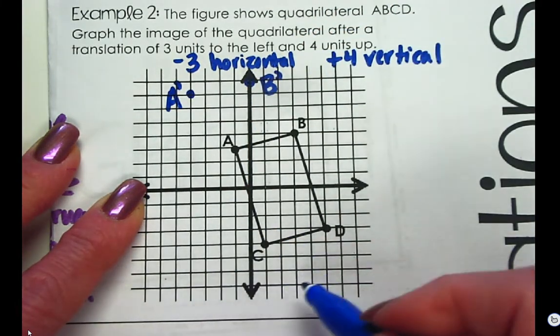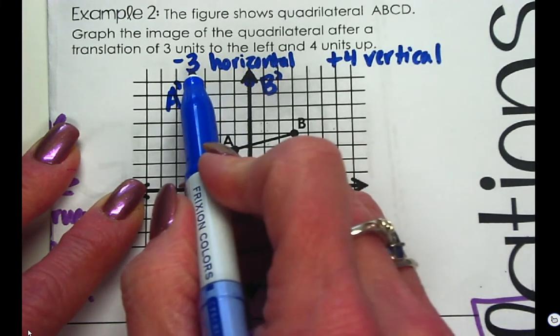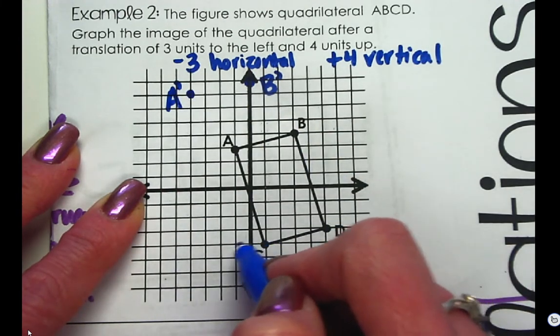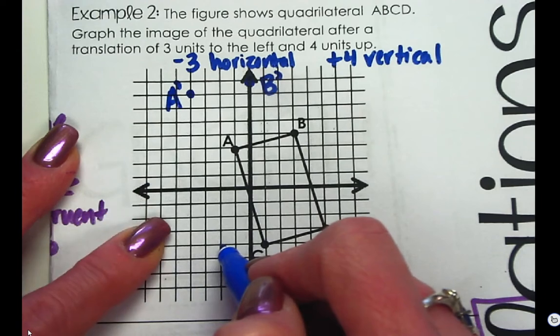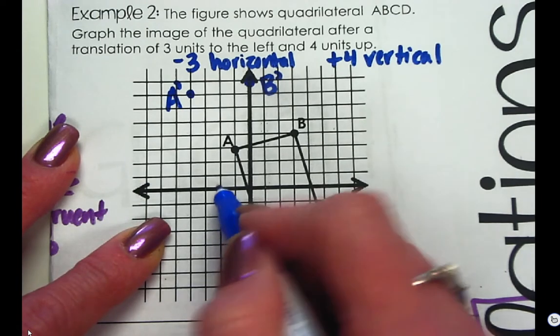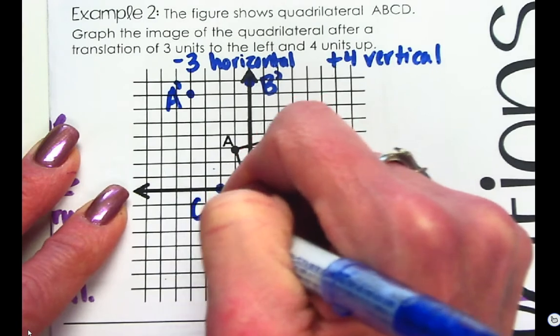I'm going to continue with C and D. C again, 3 horizontal: 1, 2, 3. And 4 vertical: 1, 2, 3, 4. And that's going to be C prime.